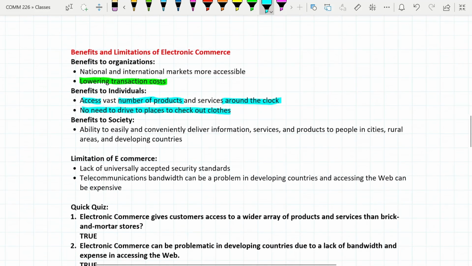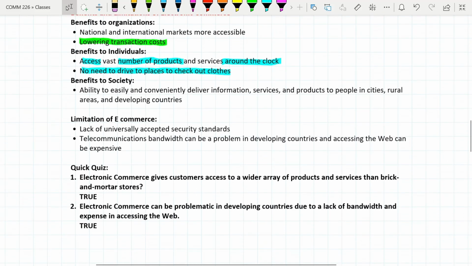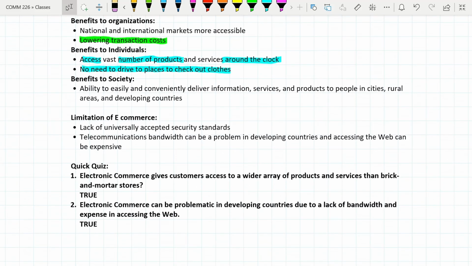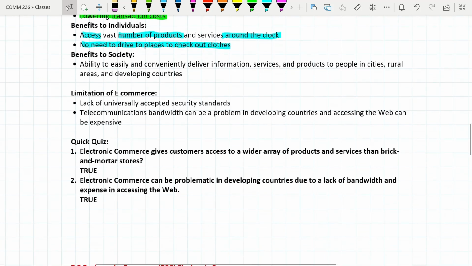So limitations of e-commerce, well, there is a lack of universally accepted security standards. Telecommunication bandwidth can be a problem in developing countries, and accessing the web can be expensive.